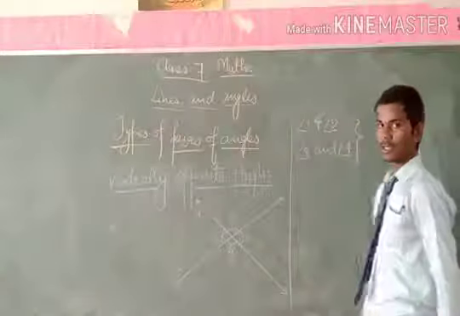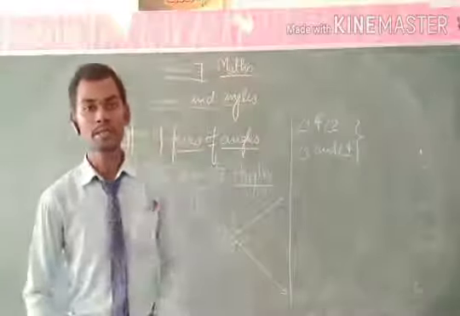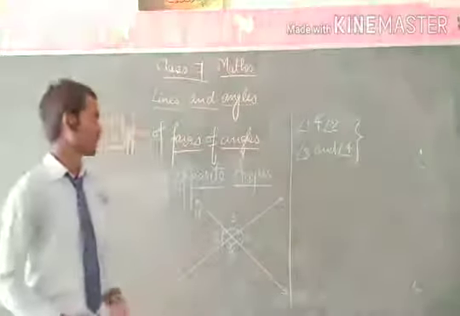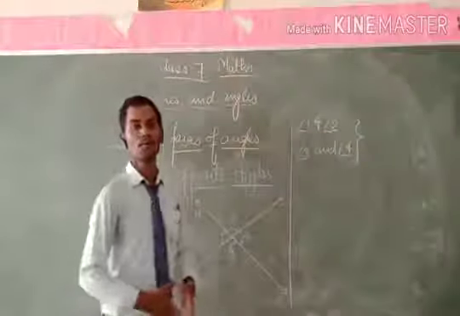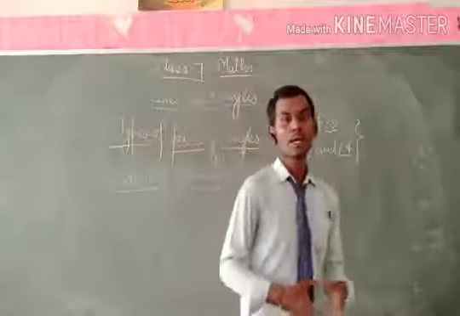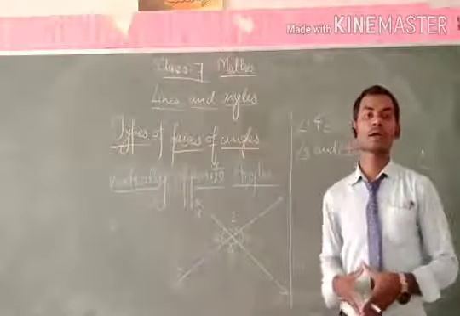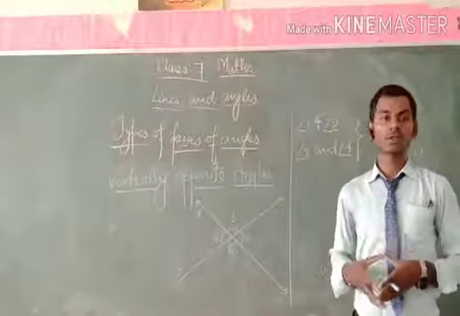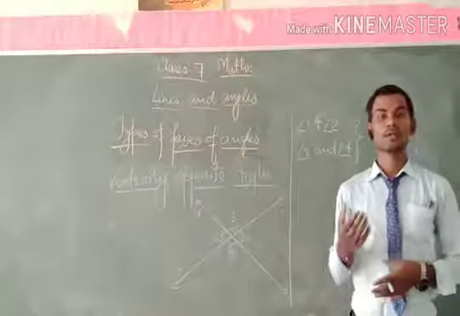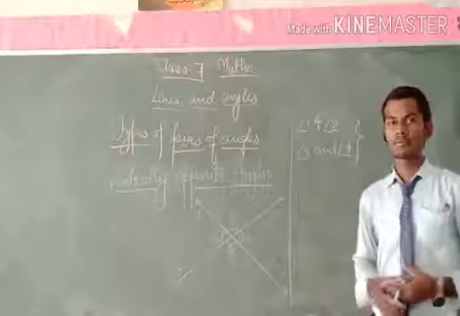these two pairs of angles are known as the vertically opposite angles. So, how do we define the vertically opposite angle? We say that when two lines intersect each other at any point, then the angles formed on the opposite side at the vertex, the intersecting point, are known as the vertically opposite angles.